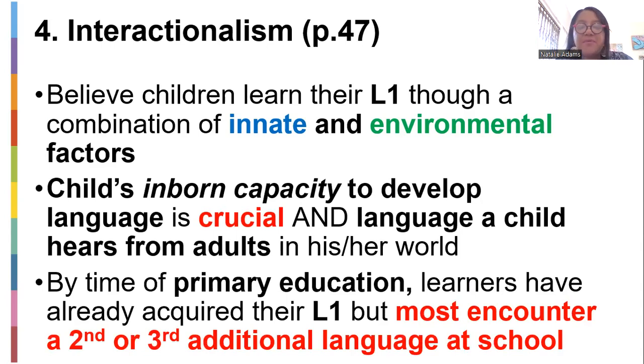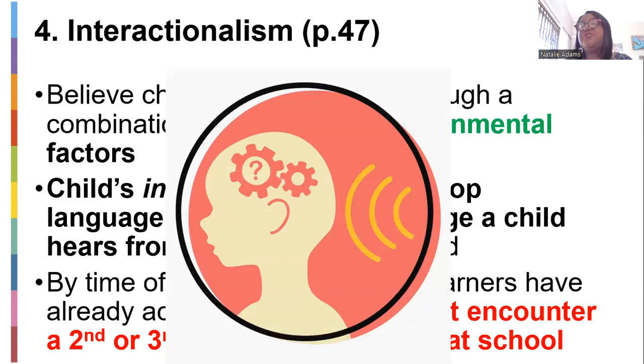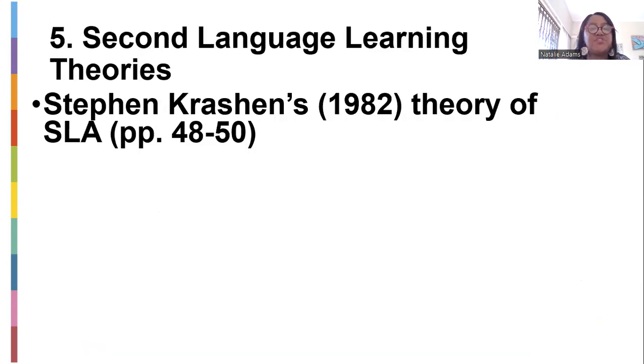By the time of primary education, learners have already acquired their first language, which we've said they're born with. There's this language acquisition device, this box, they've acquired the first language, but most encounter a second or third additional language at school. And this might be tricky for them. As I've said, they do not acquire the second or additional language exactly the same as they would acquire the first language.